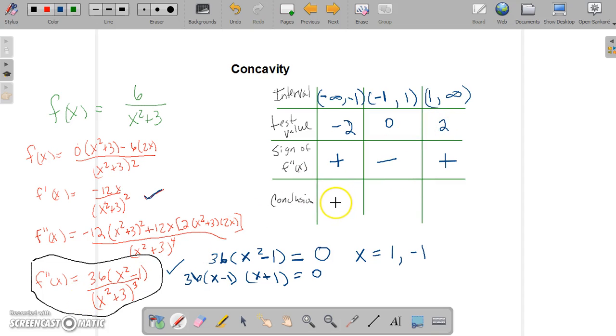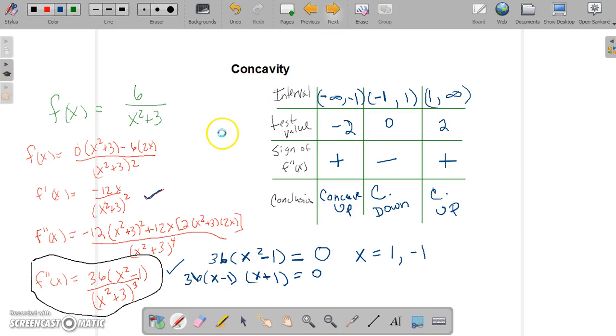So the conclusion is, since my second derivative is positive on this interval, the graph is going to be concave up. Between negative 1 and 1, this is going to be concave down. And between 1 and infinity, that's going to be concave up. So my two intervals for concave up are between negative infinity and negative 1, and 1 to infinity, and between negative 1 and 1, this is concave down.